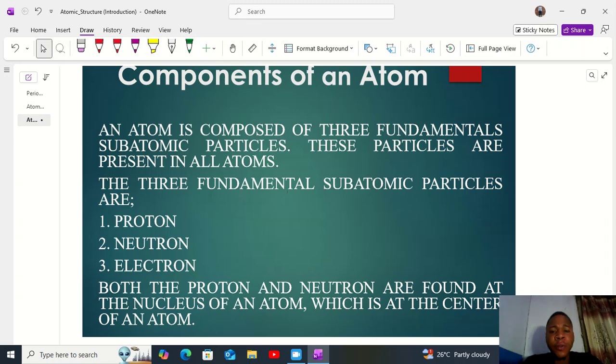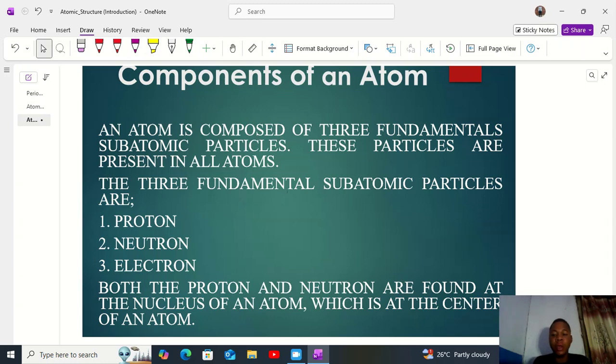So what are these fundamental particles? Number one is proton, number two is neutron, and number three is electron. Now both the proton and the neutron are concentrated at the center of an atom, and this is called the nucleus. So the proton and the neutron are found at the nucleus.